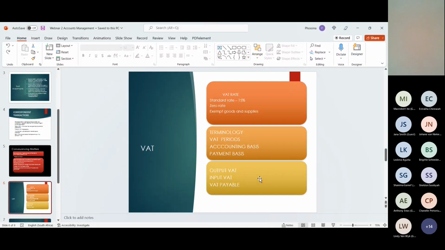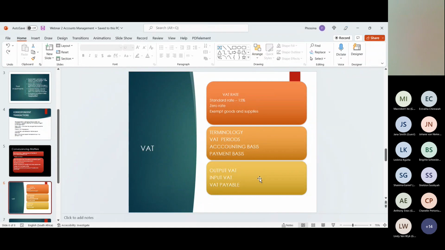Exempt goods would be more like your transport. For those who offer passenger transport, they do not charge VAT. For those who are building RDPs on behalf of the Department of Housing, you find they do not charge VAT because this is according to the Act. All these things are in the Act. So one is to read the Act and then know what the Act exempts. There are guides for VAT which you can just take and go through.